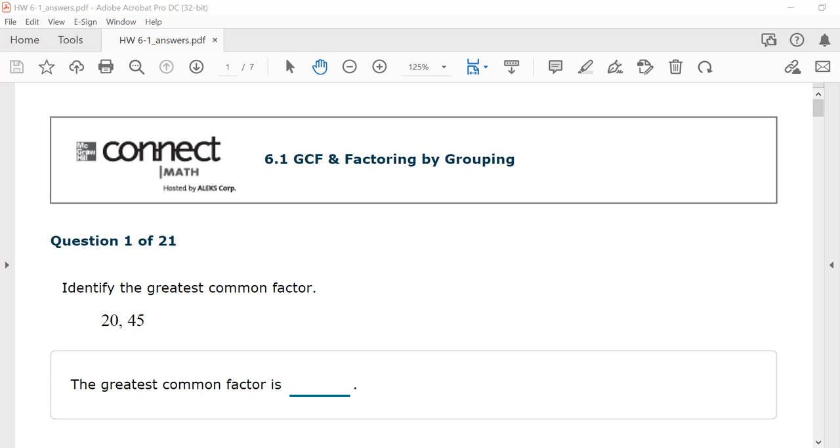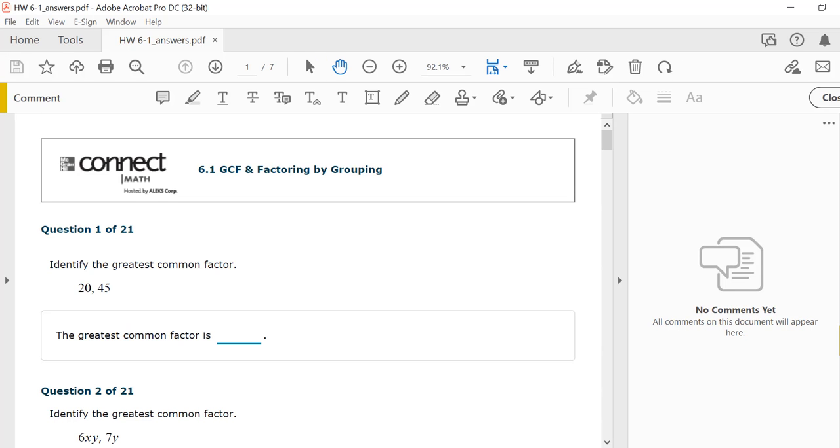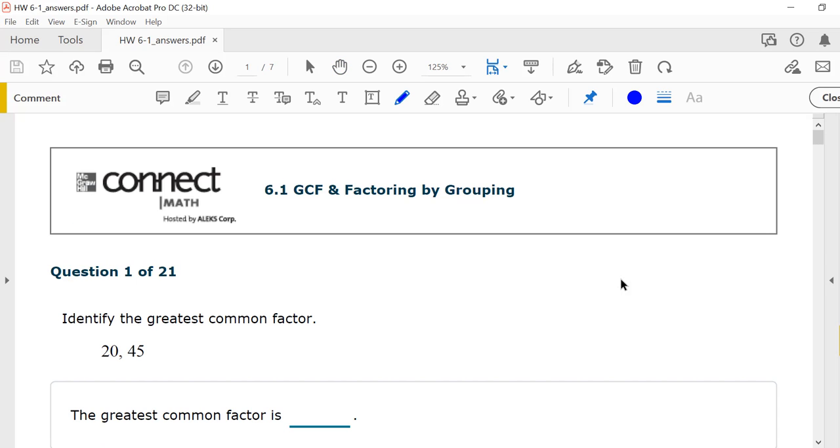All right, today we're going to start a new chapter, chapter 6, and I think it's about factoring. And section 6.1 is the GCF and factoring by grouping. Okay, question 1, identify the greatest common factor.